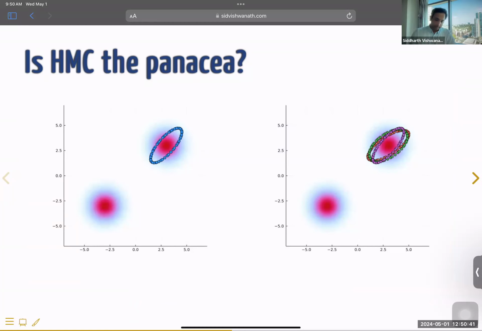So this is sort of what you would see if you generated proposals from some region. Most of them are going to stay within the vicinity of that mode. So that's what the previous result was saying.